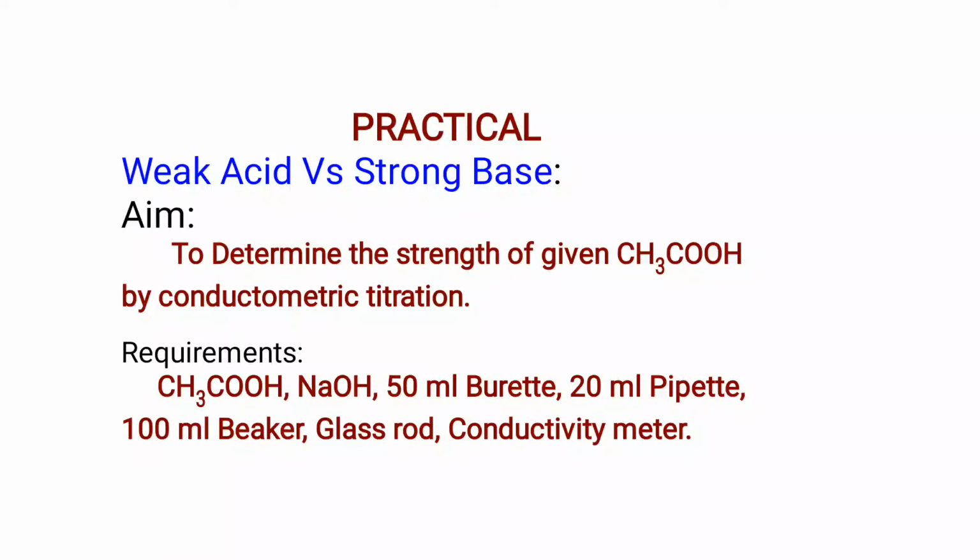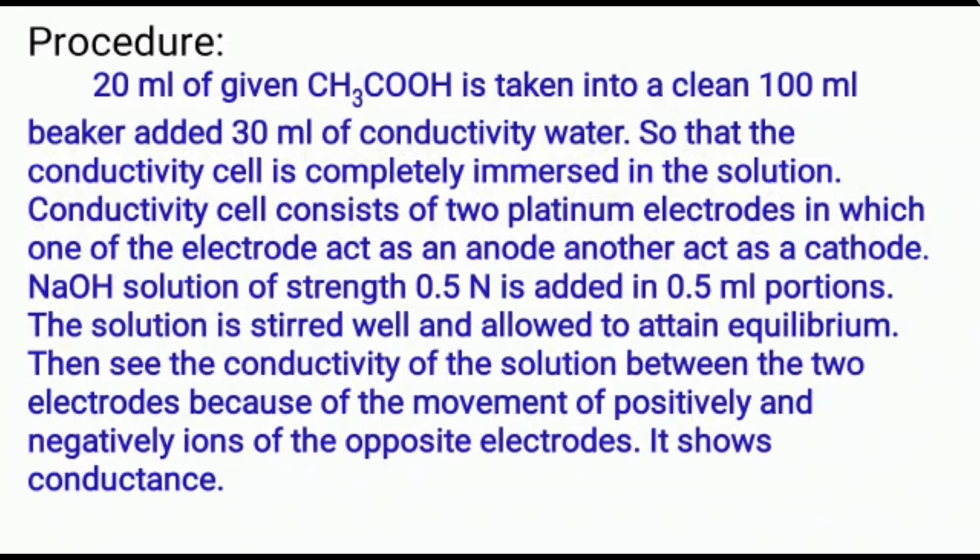Next we come to the practical section for acid-base titration in the case of weak acid and strong base. The weak acid is acetic acid and the strong base is sodium hydroxide. The aim of this experiment is to determine the strength of the given acetic acid by conductometric titration. The requirements of this experiment: acetic acid, sodium hydroxide, 50 ml burette, 20 ml pipette, 100 ml beaker, glass rod, and conductivity meter with cell. Here is the procedure for conductometric titration of weak acid and strong base.